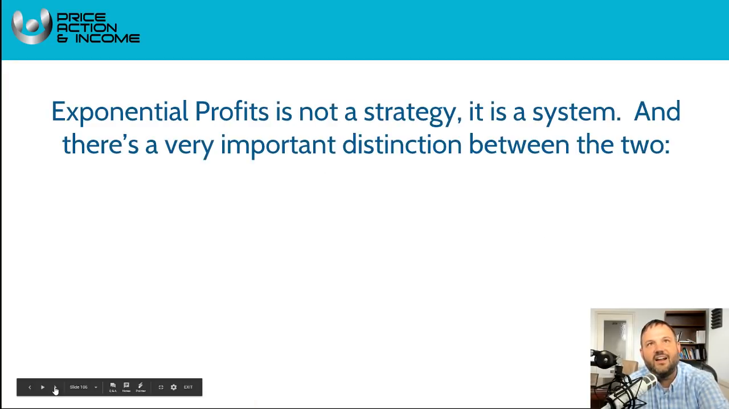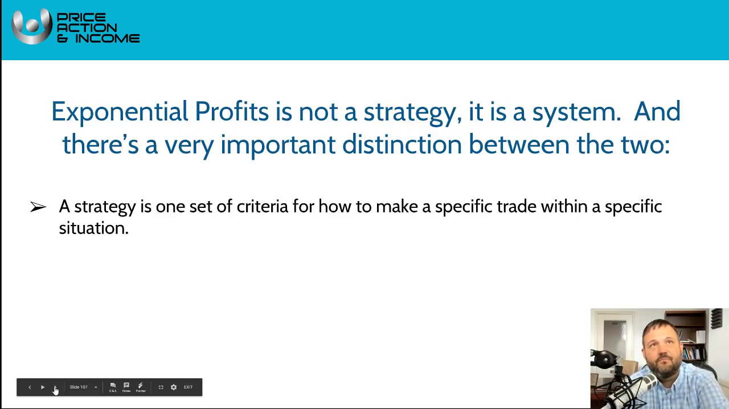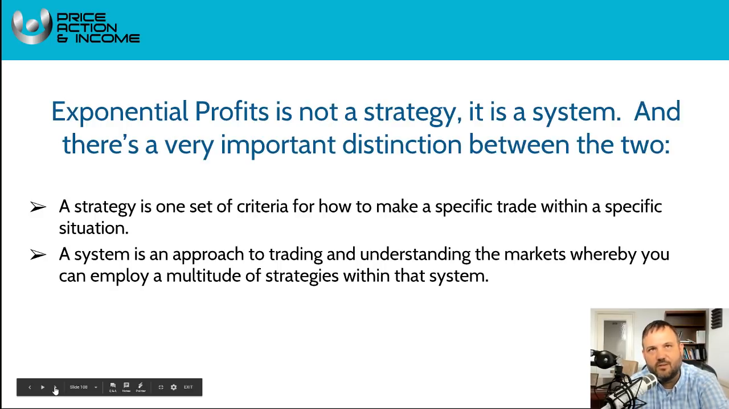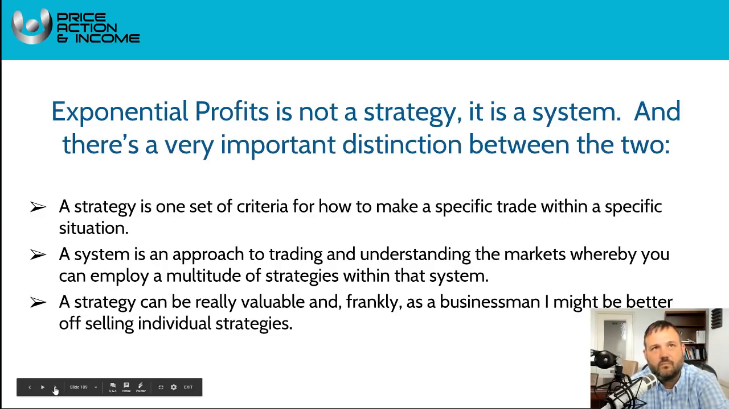Exponential Profits is not a strategy, it's a system, and there's a very important distinction between the two. A strategy is one set of criteria for how to make a specific trade within a specific situation. And a system is an approach to trading and understanding the markets whereby you can employ a multitude of strategies within that system. A strategy can be really valuable, and frankly, as a businessman, I might be better off selling individual strategies, but I just didn't think it would be right, considering in order to be a full trader, you have to have the complete system, not just a strategy.